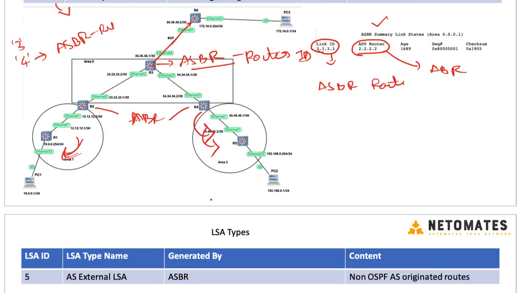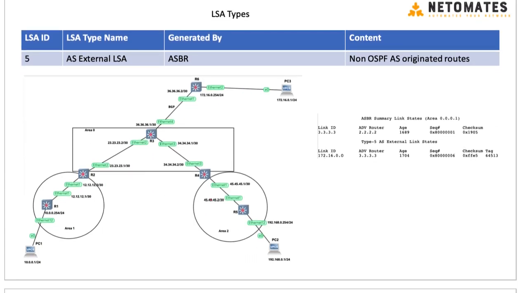Okay, so type 5. This is the AS external LSA. This will be generated by the ASBR. So if you see, this is the type 5 LSA information. 3.3.3.3 is advertising about this network. So in this case 3.3.3.3 is R3, which is the ASBR. So the ASBR is generating or advertising this LSA about the route which it has learned from the external routing protocol. In this case it learned this network from BGP. So it is forwarding that information everywhere.